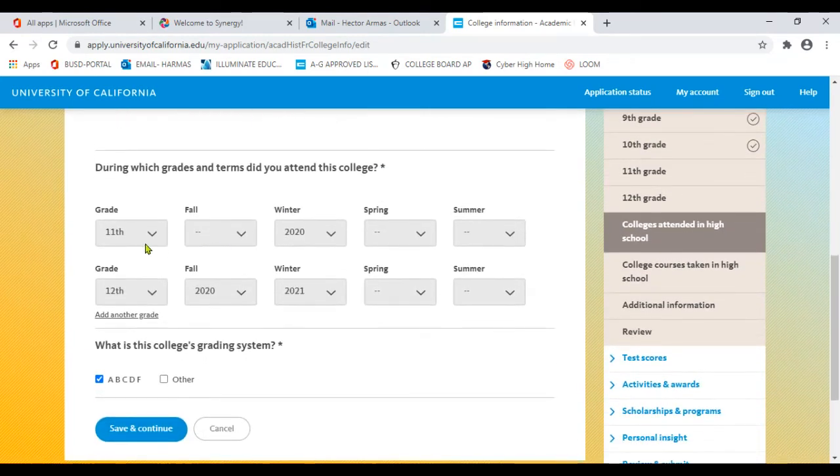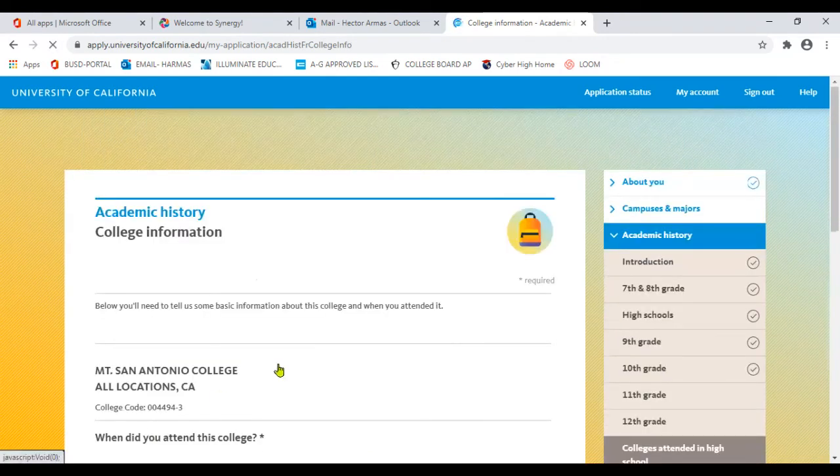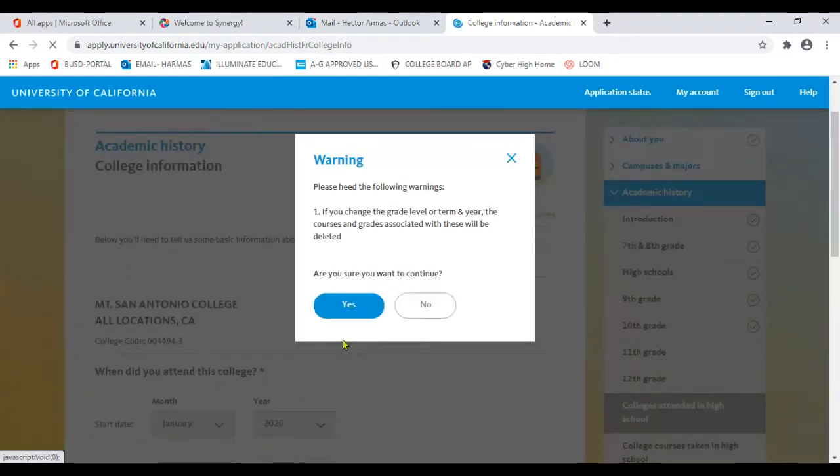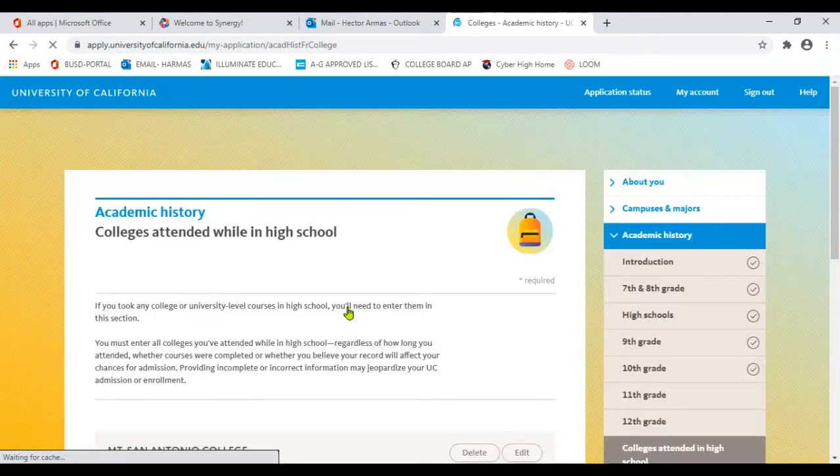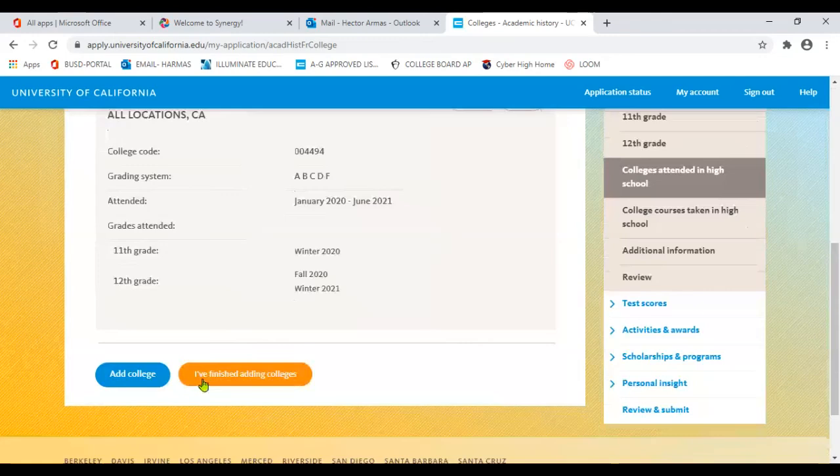Okay, so now it shows here that in the 11th grade, I took a second semester class, which was winter 2020, and in the 12th grade, I took a fall class, which is now, and I'm also going to take a class in the winter. And notice fall and winter are the two different semesters, guys, you are using for the college. Okay, then it gives me, are you sure you want to continue? Yes. It gives me that twice because it wants to make sure that I'm doing this correctly. So I said I finished.